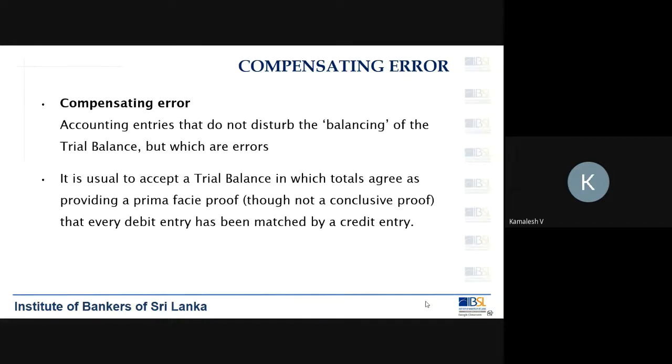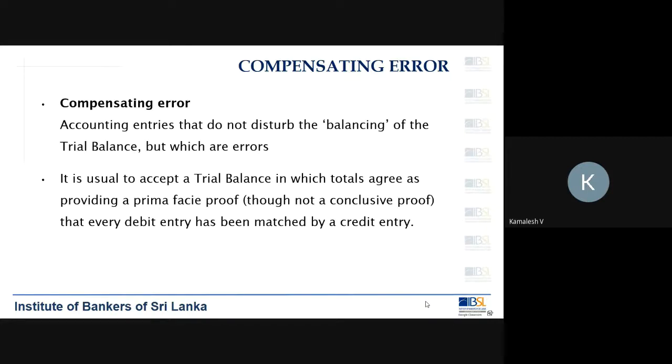Similarly, you will have a credit balance. Let's say creditors will be 65,000, but you enter it as 60,000. Now what happens? In both places, you have left out 5,000. And this error of 5,000 will compensate each other. But it will not disturb the trial balance. So your trial balance will still be balanced. That is what a compensating error is.